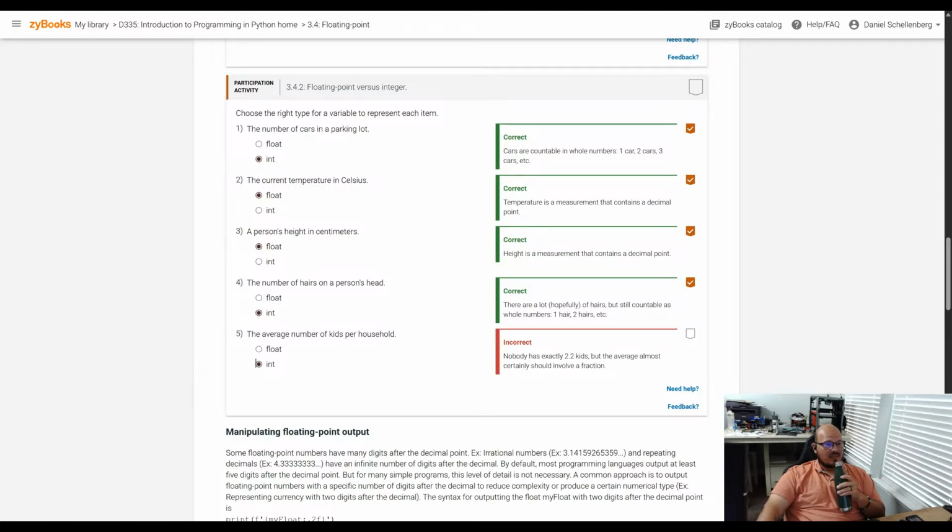What? The average number of kids per household? You're going to have 2.2 kids? Nobody has exactly 2.2 kids. But the average almost certainly should involve a fraction. Come on. It makes sense and it doesn't make sense. It's stupid.